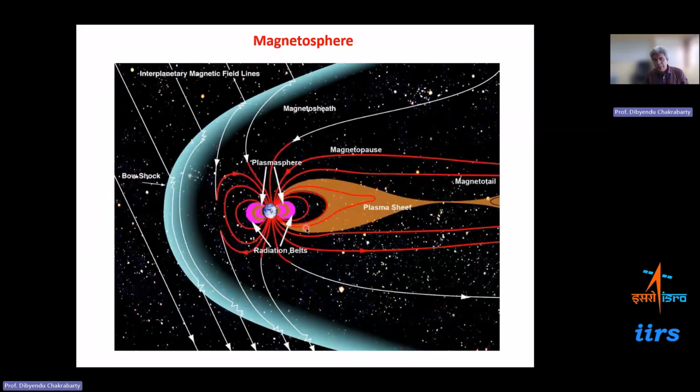Now, if you go above the ionosphere, for example, beyond 1,000 kilometers of height, you come across a huge region of space which is full of tenuous plasma. The density is not that much, but the motion of the plasma is completely governed by the magnetic field of the Earth.